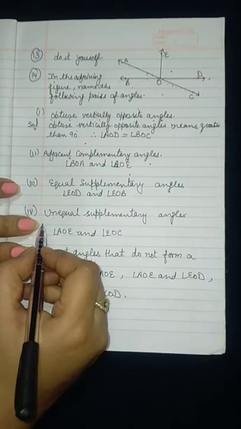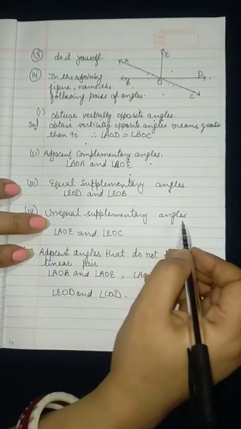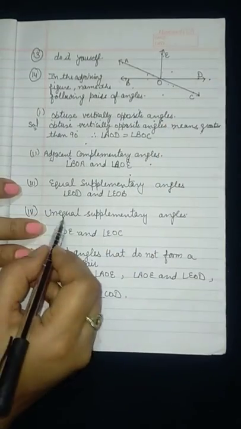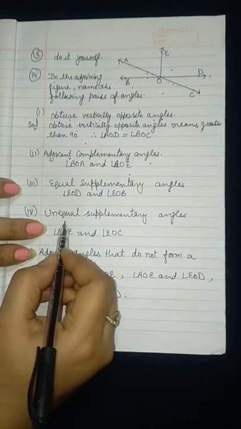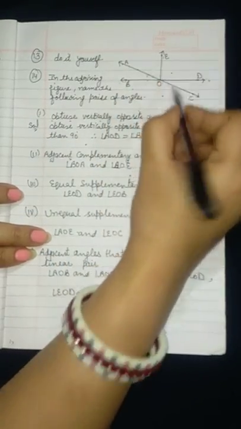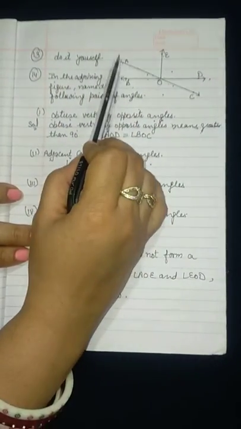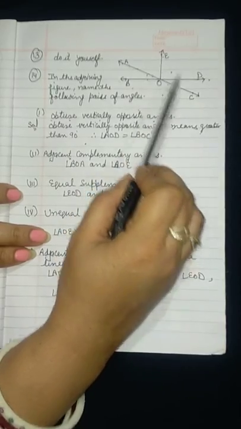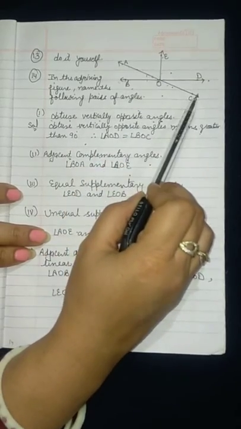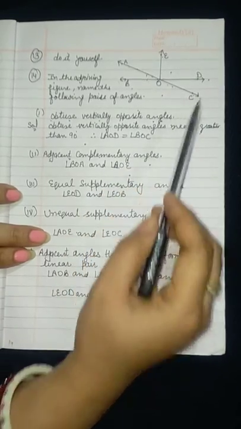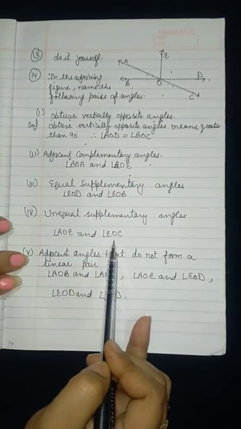Then the fourth part is unequal supplementary angles, meaning they are forming a linear pair but they are not equal. So here AOE, see, I will take this AC line. Here AOE and EOC. This one angle is not equal to this one angle. So AOE and EOC are unequal supplementary angles.